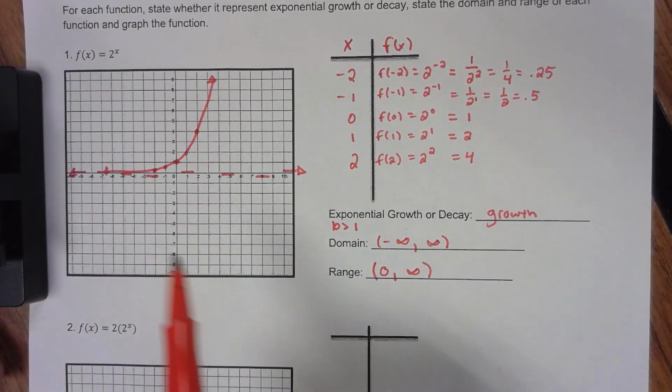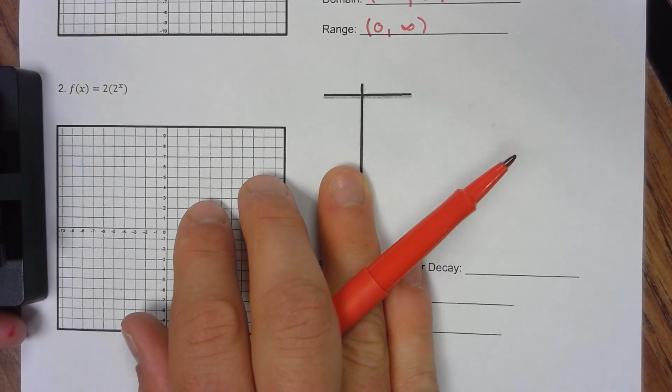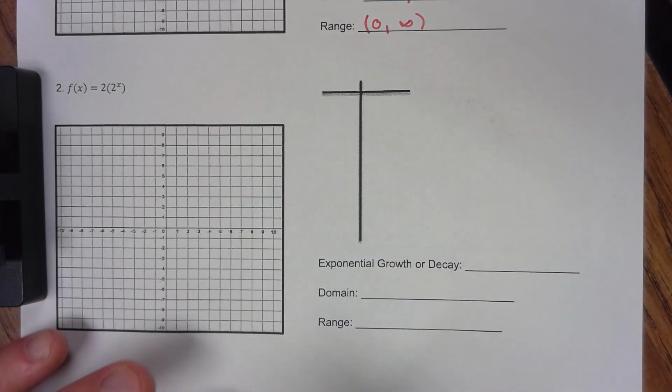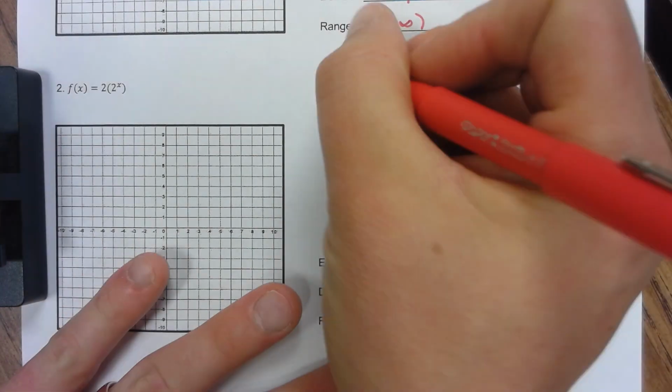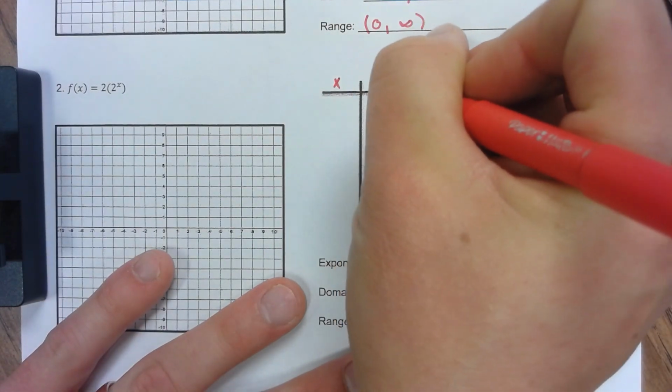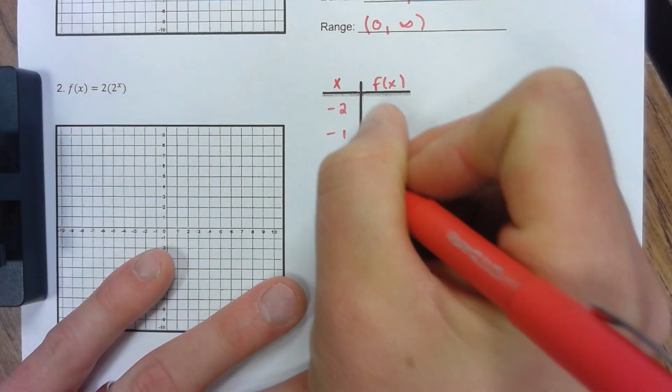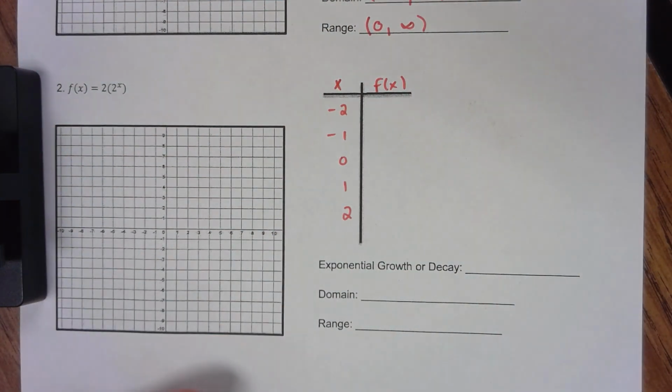We're not going to see that all that much because of how quickly these grow, but I do want us to kind of make those connections back to the transformations we did first semester. Regardless, we're going to go through this the exact same way. So -2, -1, 0, 1, and 2. And we're going to plug these in.